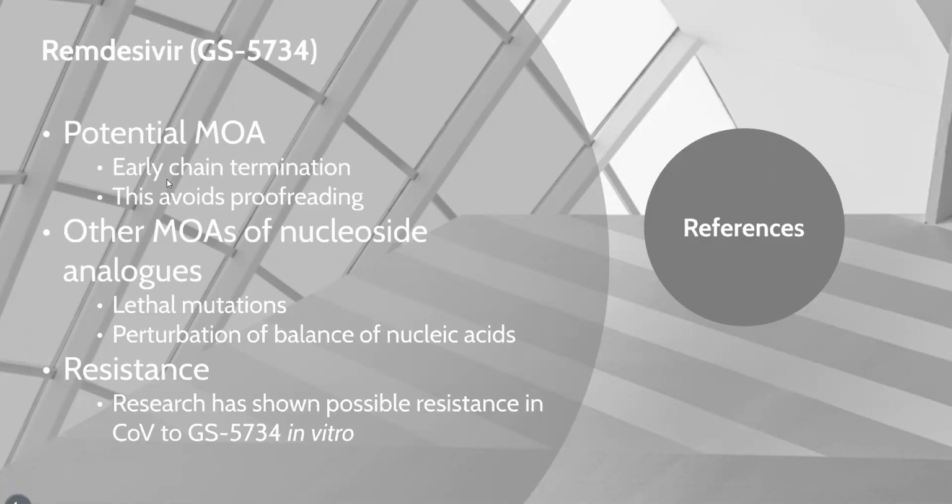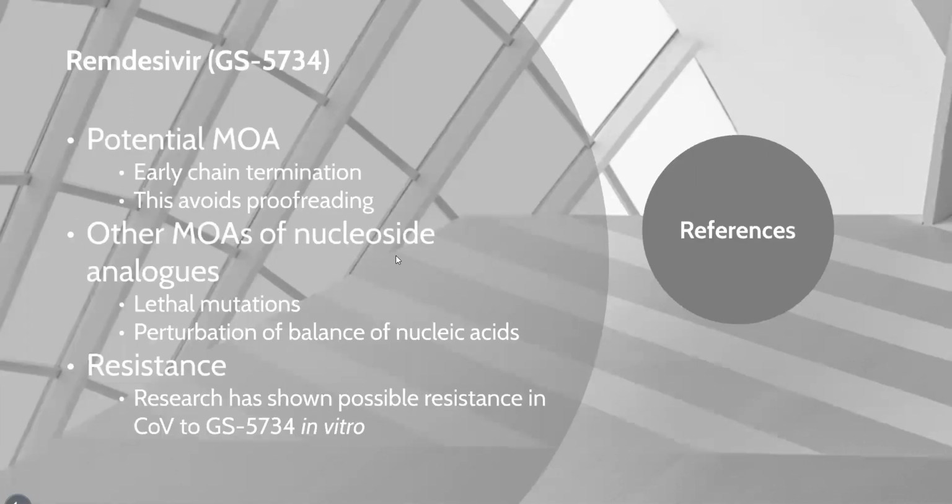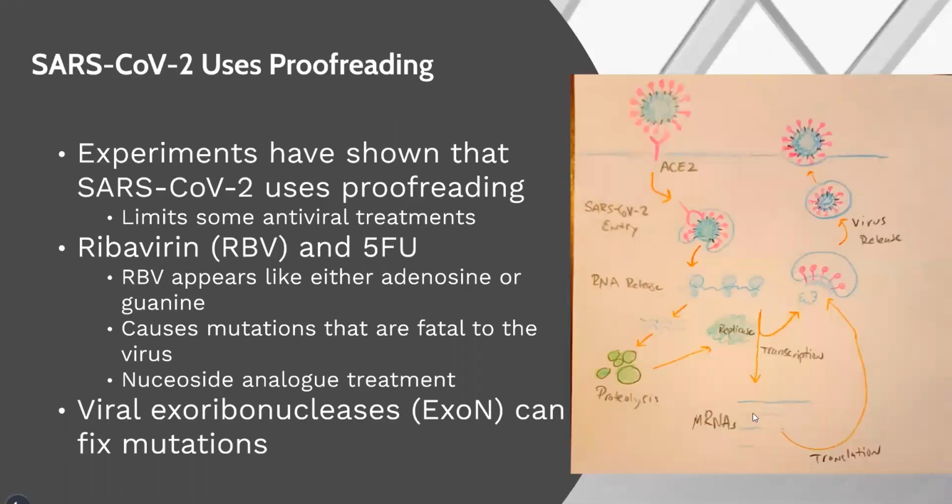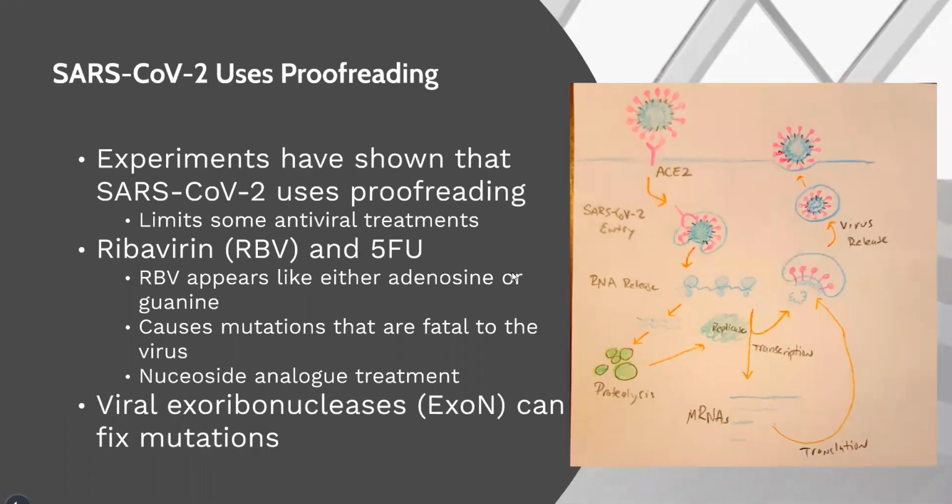To conclude, remdesivir looks to be causing early chain termination, where, if we go back to our picture here, we are avoiding making these mRNAs. It tries to undergo transcription, but these mRNAs stop early. They don't finish. And then the virus isn't able to translate them into actual proteins to rebuild itself, because they're not complete. That's the big idea there.